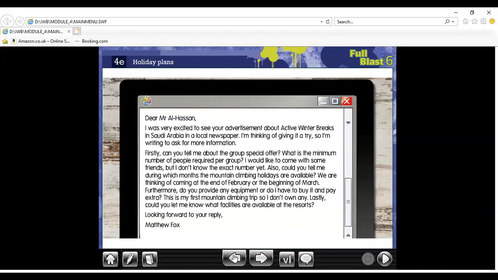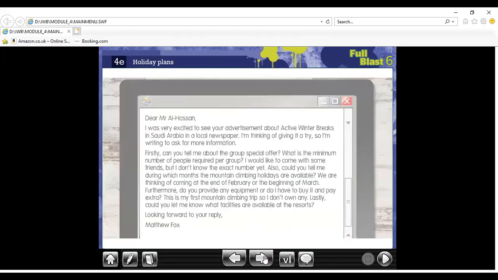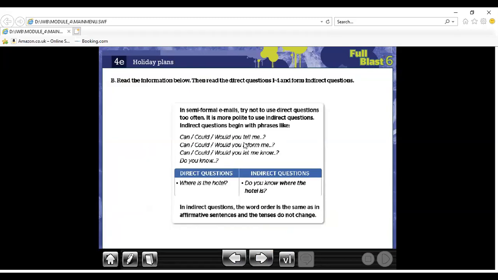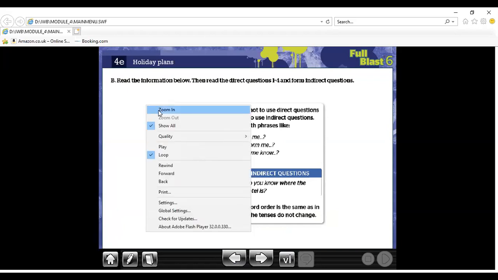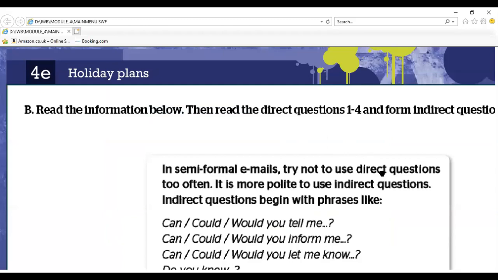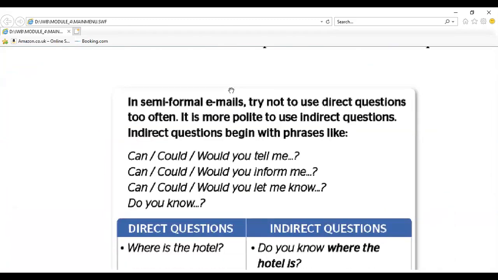Okay. Now we have a part of the semi-formal email, as I told you. When you write it, it advises you to use what? Try not to use direct quotes. In semi-formal emails, try to use indirect quotes. It is more polite to use indirect quotes.